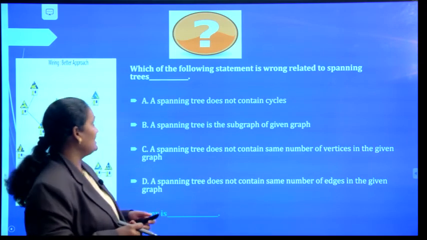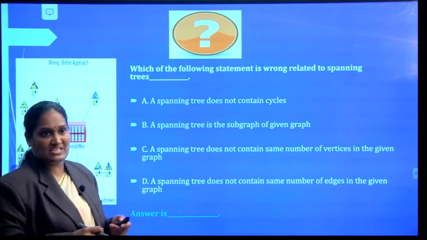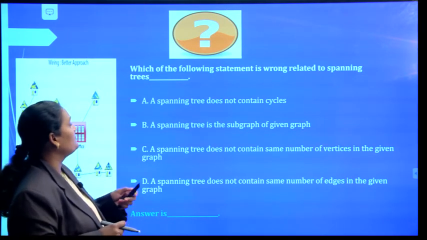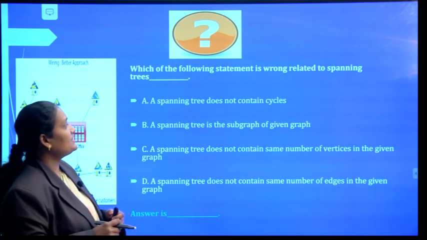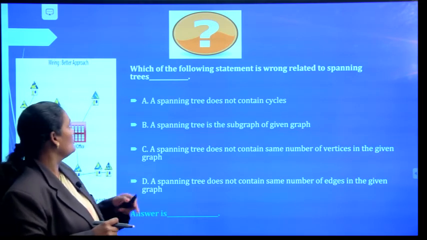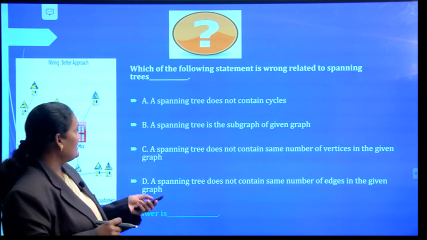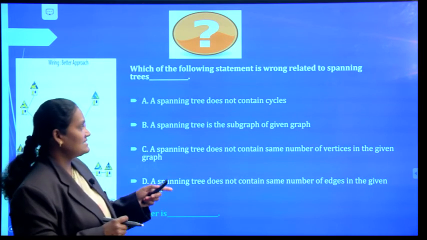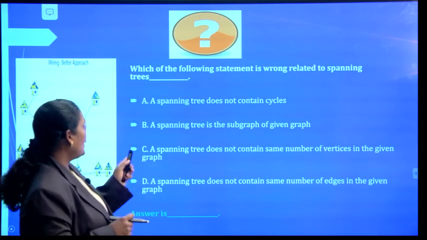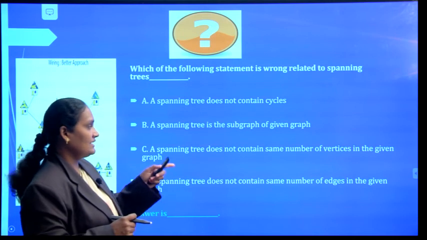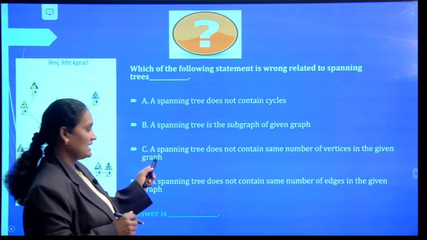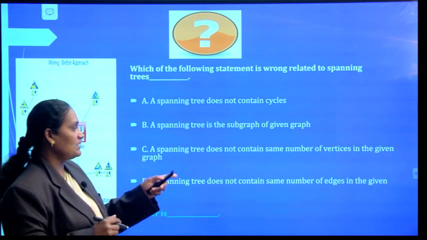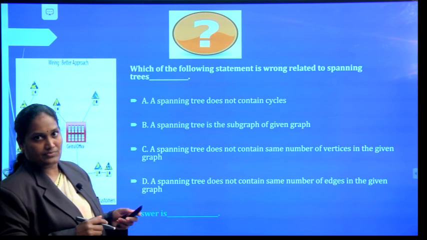Now to assess yourself, here I have given some questions. Answer these questions and share answers through the given mail. The first question is, which of the following statements is wrong related to spanning trees? Option A, a spanning tree does not contain cycles. Option B, a spanning tree is a subgraph of the given graph. Option C, a spanning tree does not contain the same number of vertices as the given graph. Option D, a spanning tree does not contain the same number of edges as the given graph.